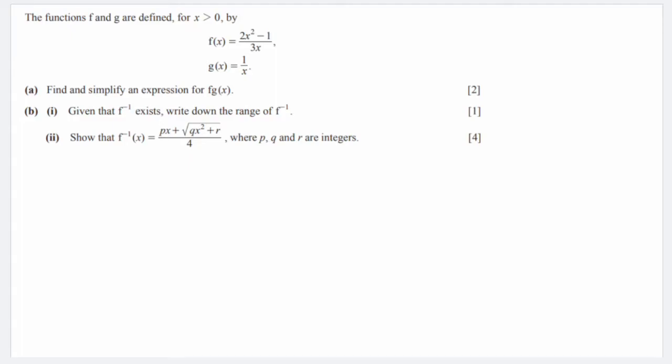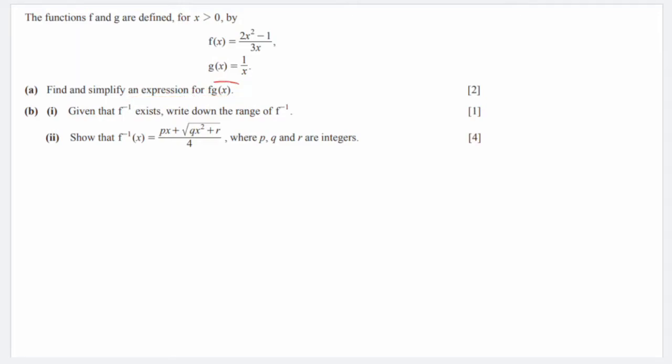First, we look at the question here. It says that the functions f and g are defined for x greater than 0 by these two expressions. Over here, you have to understand that the x greater than 0 is referring to the domains of these two functions. So in part A, they say find and simplify an expression for f(g(x)).